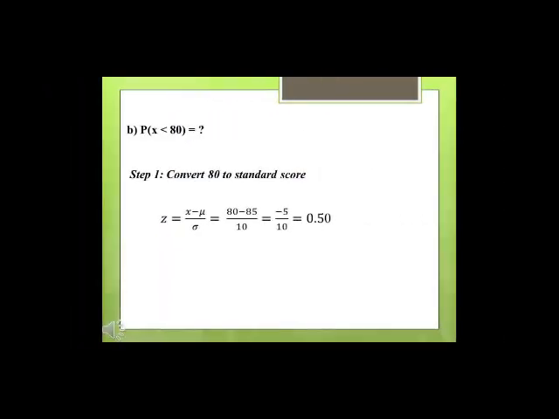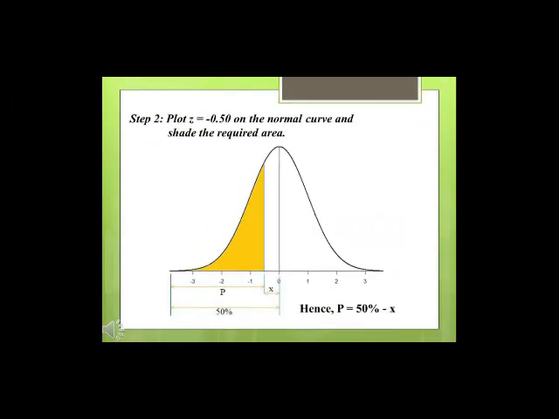Now let's have letter B. We are asked to find the proportion of students who are expected to score below 80. Step 1 is to convert 80 to a z-score. When we substitute the values on the formula and simplify it, the result is minus 0.50. This time, draw a normal curve. Plot minus 0.50 on the graph. Then shade the area below minus 0.50.